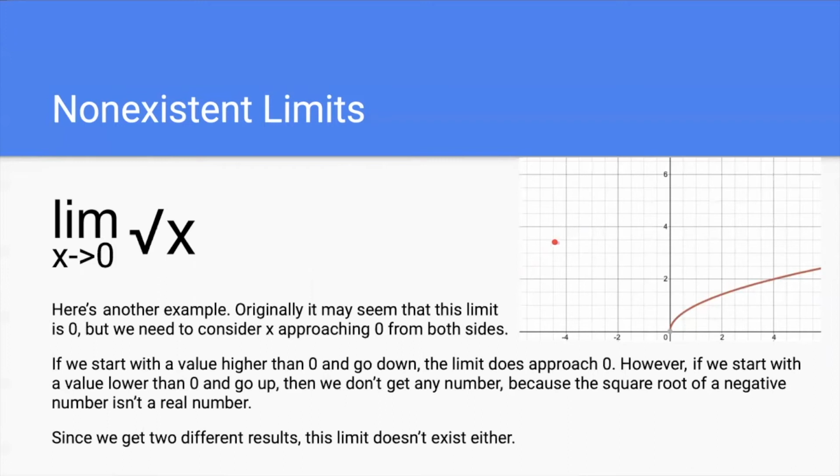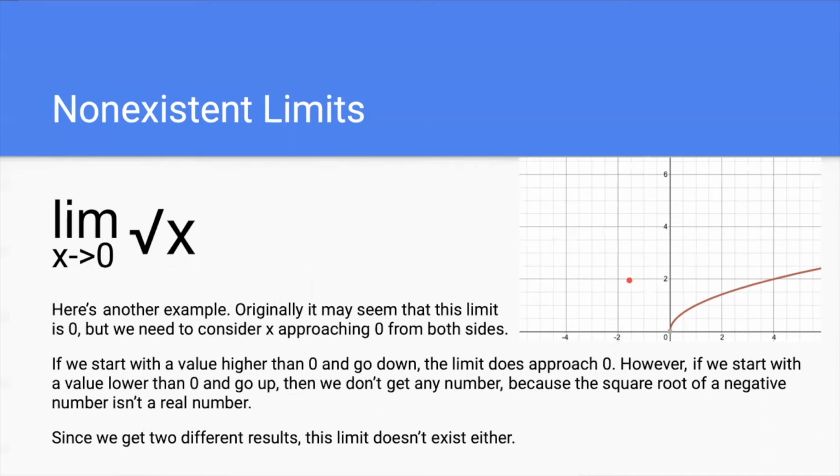And this limit does not exist either. It may seem originally that this limit would just be equal to 0 because you can plug in 0 for x, but we need to consider x approaching 0 from both sides. If x approaches 0 from above, then we do get 0 for the limit. However, if we start with a value lower than 0 and go up, then we don't get any answer because you can't take the square root of a negative number. You will not get a real number.